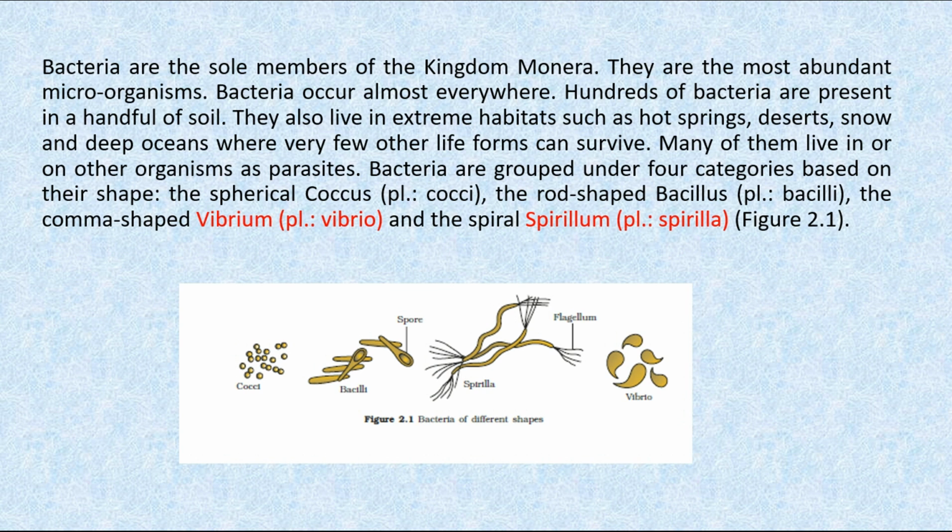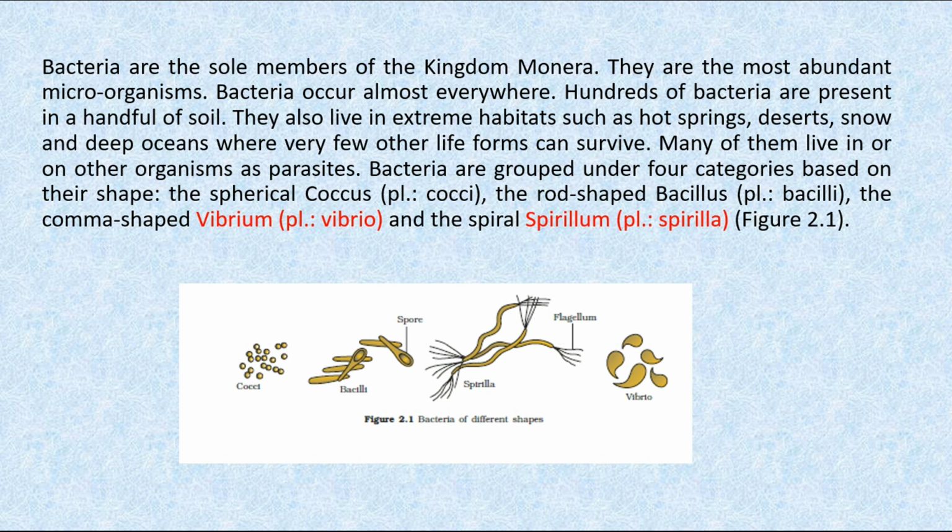Kingdom Monera. Bacteria are the sole members of the kingdom Monera. They are the most abundant microorganisms. Bacteria occur almost everywhere. Hundreds of bacteria are present in a handful of soil. They also live in extreme habitats, such as hot springs, deserts, snow, and deep oceans where very few other life forms can survive. Many of them live in or on other organisms as parasites.